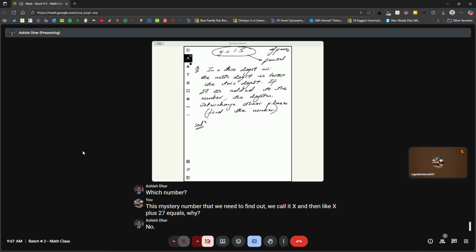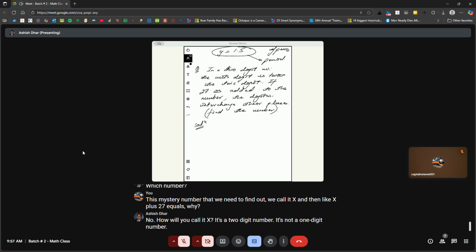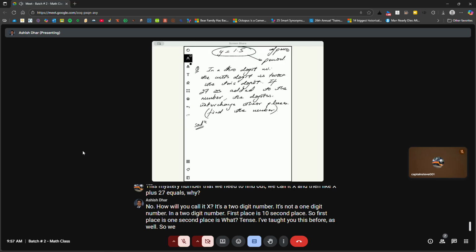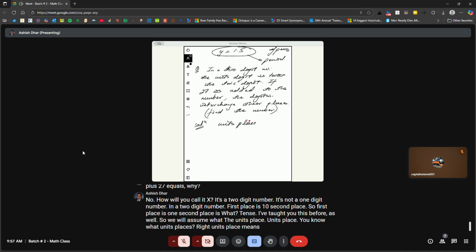How will you call it, X? It's a two-digit number, no? It's not a one-digit number. In a two-digit number, the first place is ones, the second place is tens. I've taught you this before as well. So we will assume what? The units place. You know what units place is, right? Units place means ones place.